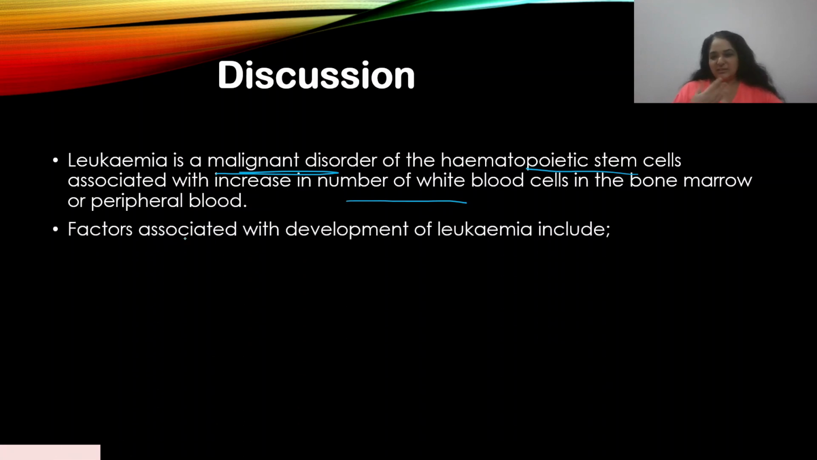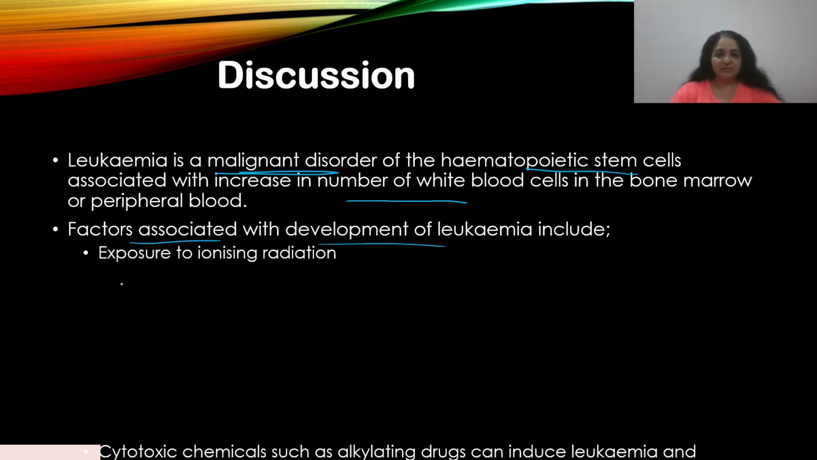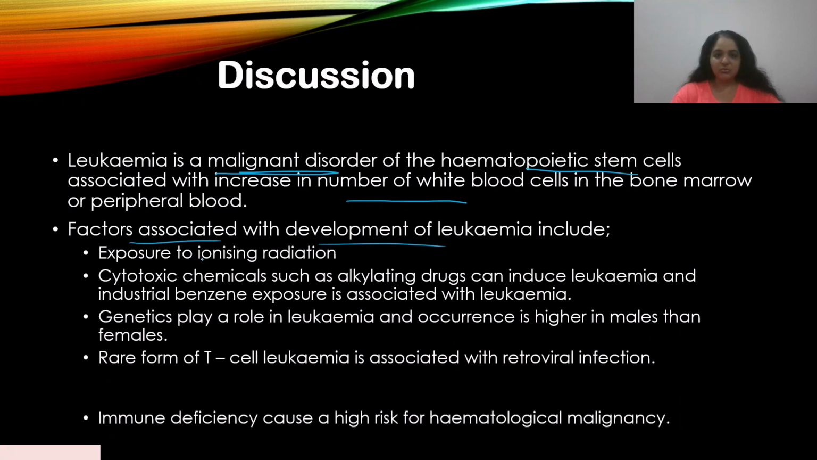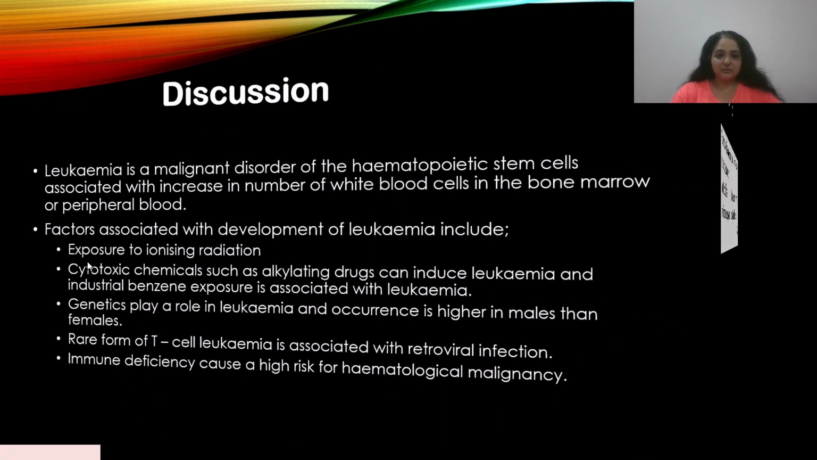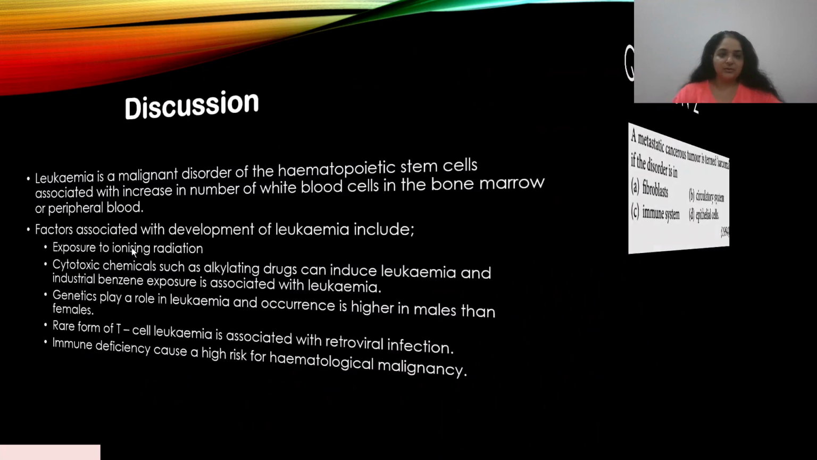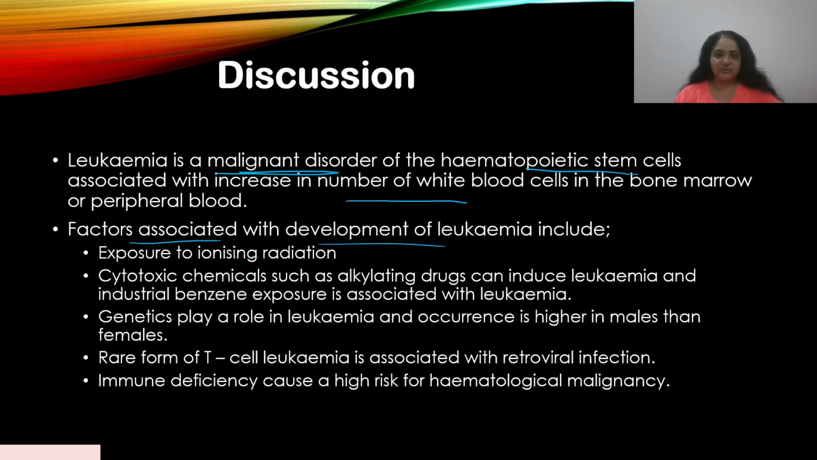This is just extra information for you guys. Factors that are associated with development of leukemia. There are various factors, so you can go through them. There is exposure to ionizing radiation. That's one factor. Cytotoxic chemicals that can cause or induce leukemia. Genetics also play a role to a certain extent, and the occurrence is higher in males than in females.